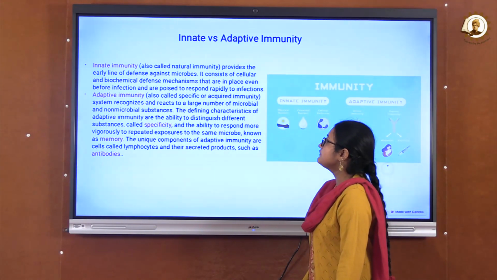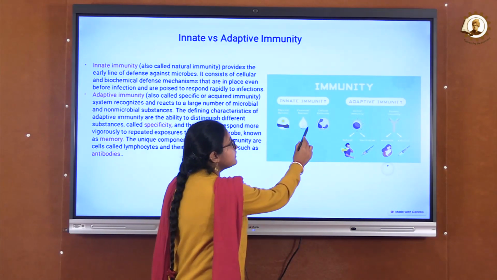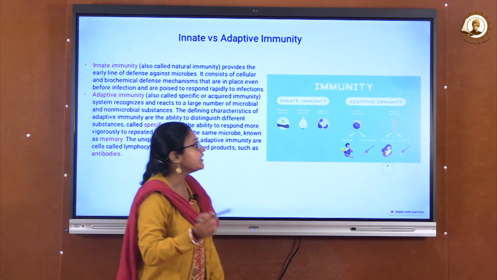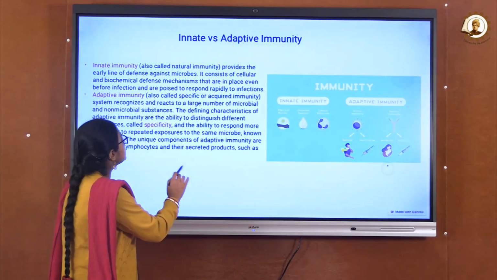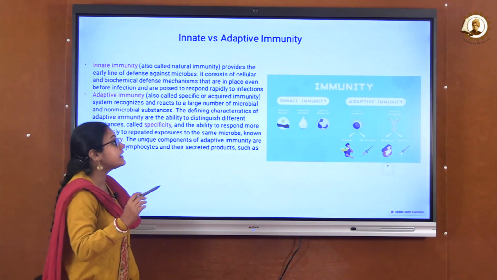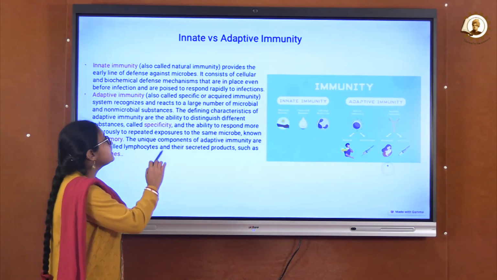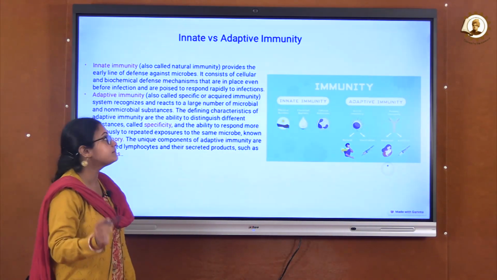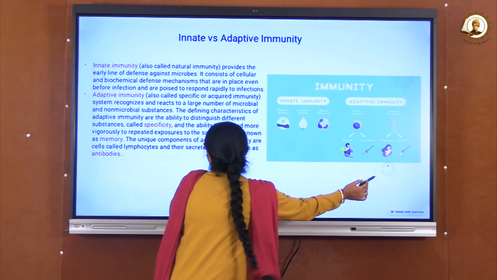Innate and adaptive immunity. Innate immunity consists of physical barriers, chemical barriers, and cellular defense, and adaptive immunity is natural, vaccine mediated or acquired. Innate immunity provides the early line of defense, and the adaptive immune system recognizes and reacts to a large number of microbial and non-microbial substances.